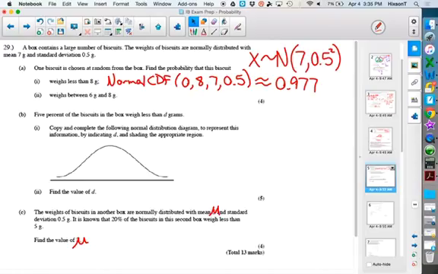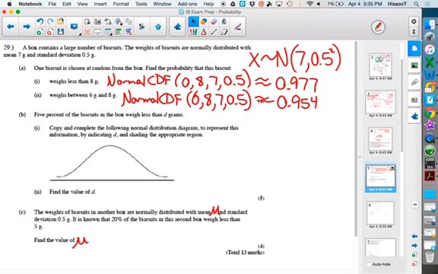You could do 97.7%, that's fine. If it weighs between 6 and 8 grams, again, normal CDF. You're just going to put 6 and then 8, 7, and 0.5. And that ends up giving you 0.954. How can 95% of it be between 6 and 8 if 97.7% is below 8?